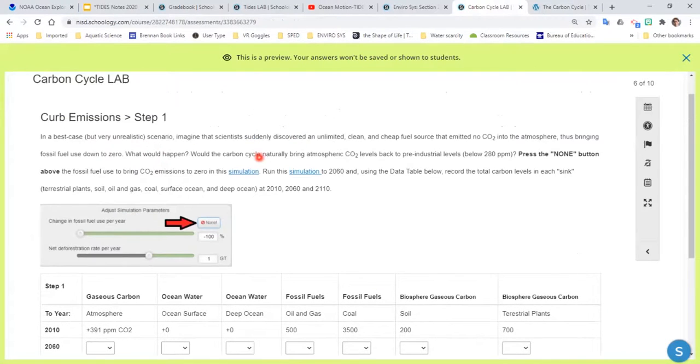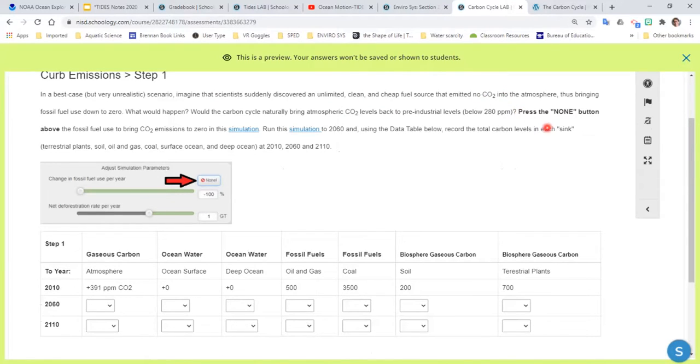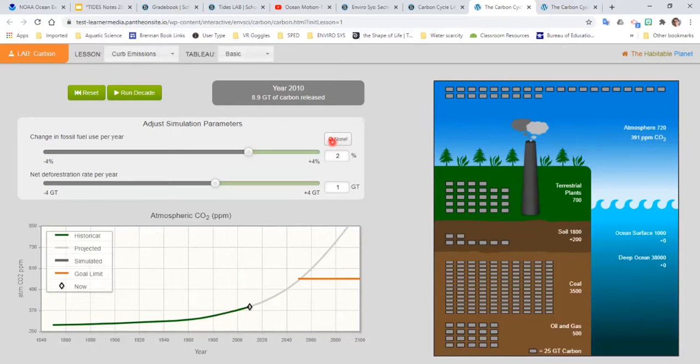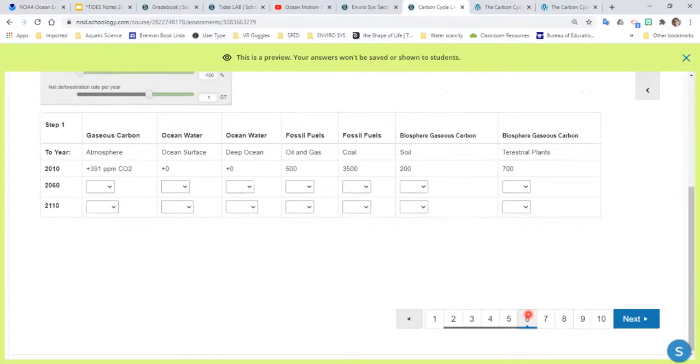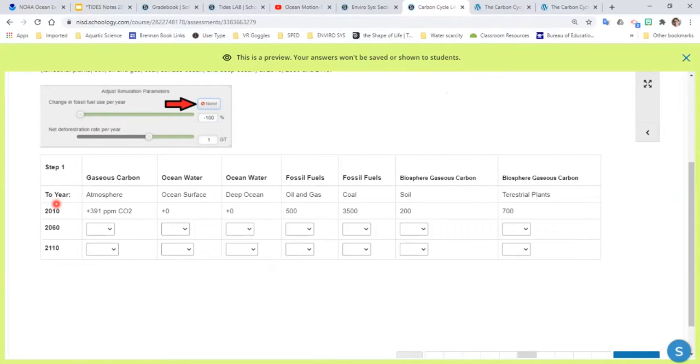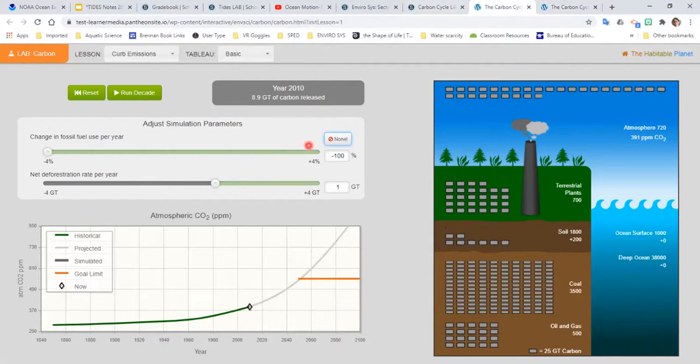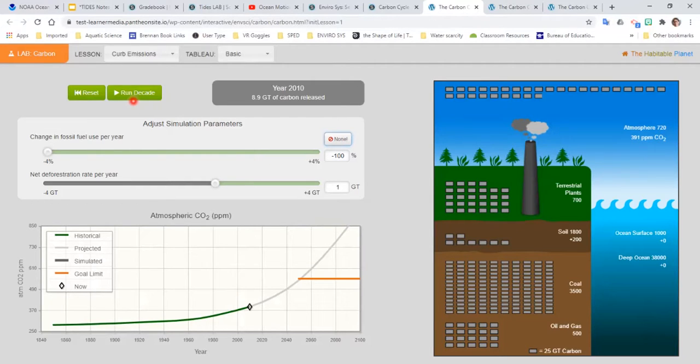All right. In a best case scenario, scientists suddenly discover an unlimited, clean, cheap fuel source that emits no carbon dioxide. So you're going to come here and run this simulation. You're going to press none here, and this is where you come in. This is where you're going to do the work. So has everybody gotten to number 6 with me? Yes? You're going to do the same thing. I put in the 2010 already. You're going to fill out the 2060 and 2110. I would recommend using a pencil and paper as you go through this cycle. Okay, so remember to press none here. Click this simulation, click none, and then you're going to run the decades.